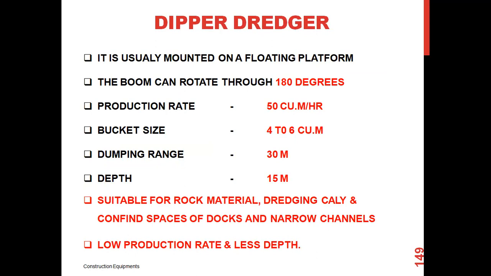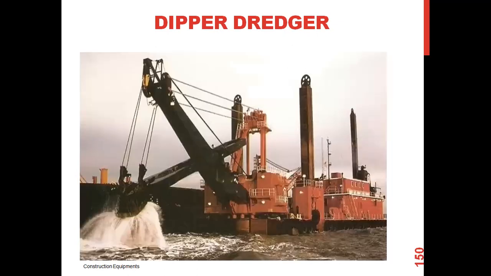The dumping range is about 30 meters from the mounted area of the dipper dredger, and the depth is 15 meters. These are suitable for rock material, dredging clay, or confined spaces of docks and narrow channels. The low production rate and lesser depth can be observed in the dipper dredger. Here you can observe the arrangement of the equipment for the dipper dredger.